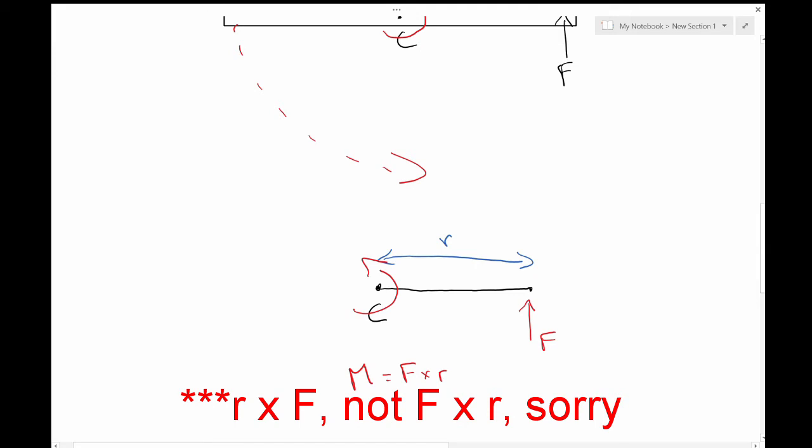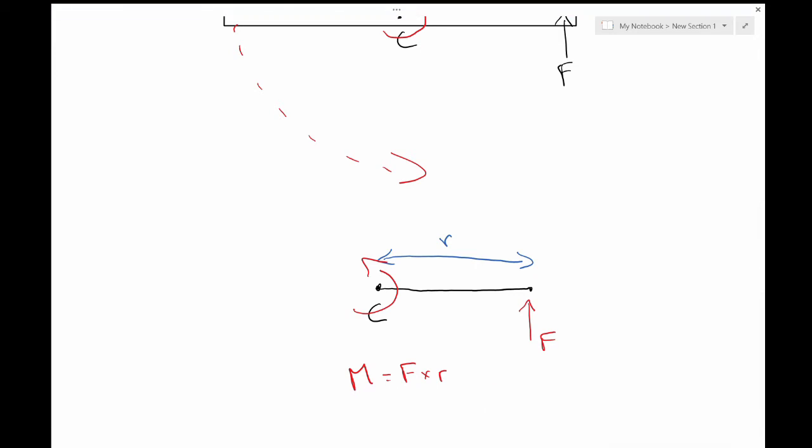But what you need to keep in mind is that it's actually the normal component of F to our line that's going to contribute to the moment. And so if we had a force coming in here from the side, we would need to remember to just take the normal component.